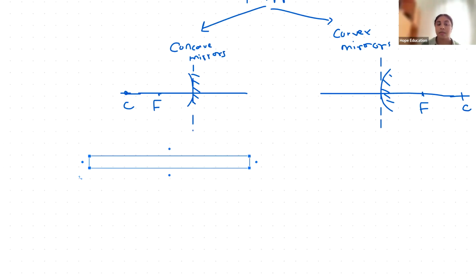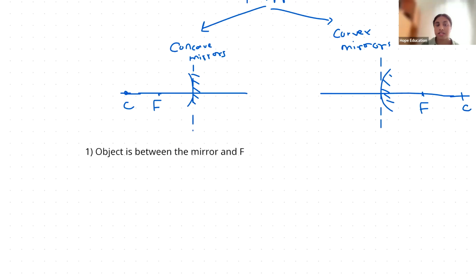First ray diagram we learned when the object is between the mirror and the focal point. What are the properties of the image here?